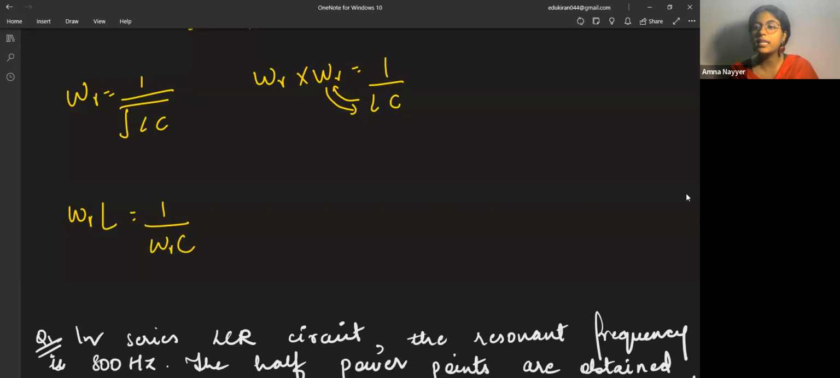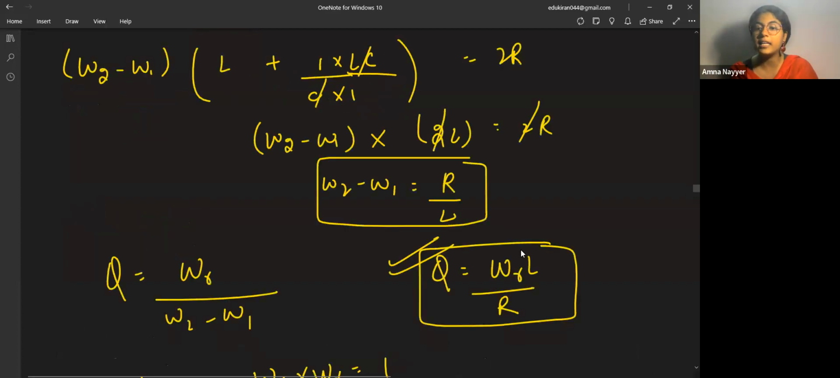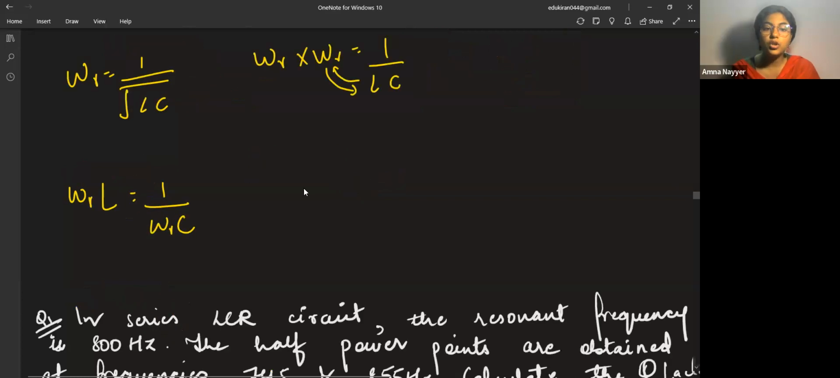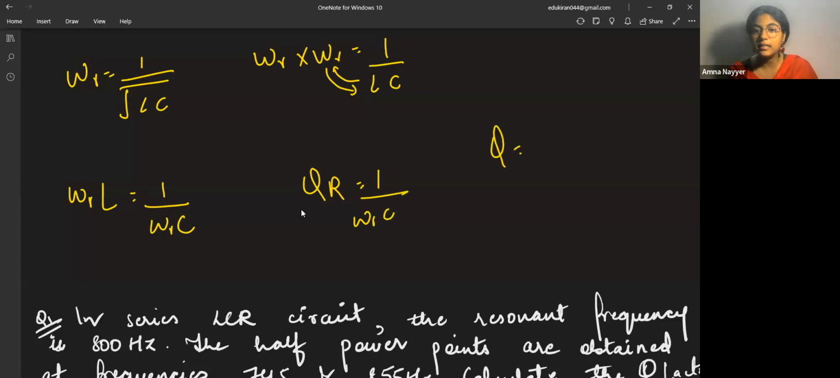Now see what omega R into L is. Can you see omega R into L is actually Q multiplied by R? Yes. So this becomes Q multiplied by R is equal to 1 by omega R C. So what is it? Bring resistance here. What is omega R? Remember, resonant frequency is 1 by under root LC.